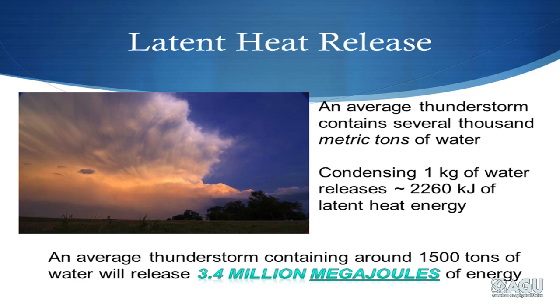Okay, well, first of all, we wouldn't be talking about fossil fuels anymore. And second of all, just a quick back-of-the-envelope calculation. The 3.4 million megajoules of energy that is released when you turn water vapor into liquid water in a thunderstorm would be enough to power the entire greater San Francisco area for an hour and a half.